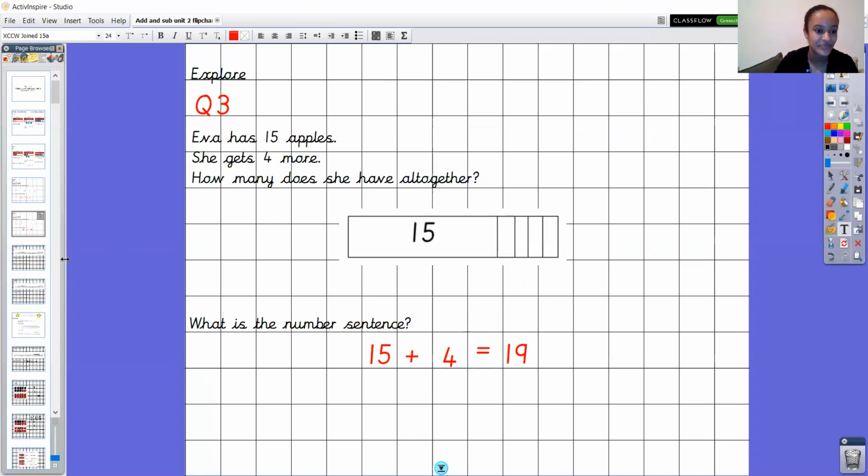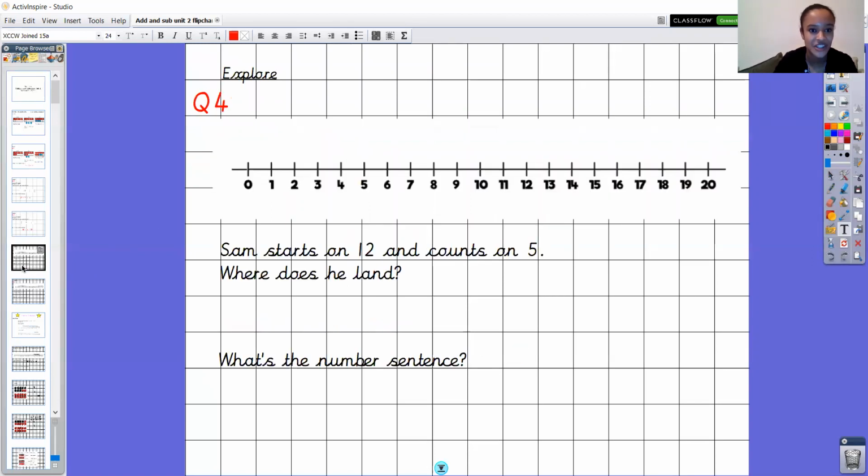Fantastic. Okay. Let's have a quick look at question number 4. Well, this time now, a different representation. We're using a number line this time. Okay, and it says Sam starts on 12 and he counts on 5. Where does he land? Okay, so you've got to think this time he's still adding. The first part is the number 12. The second part is the number 5, and we are yet to find the whole. So the number that he lands on will be the whole and will help us write the number sentence.